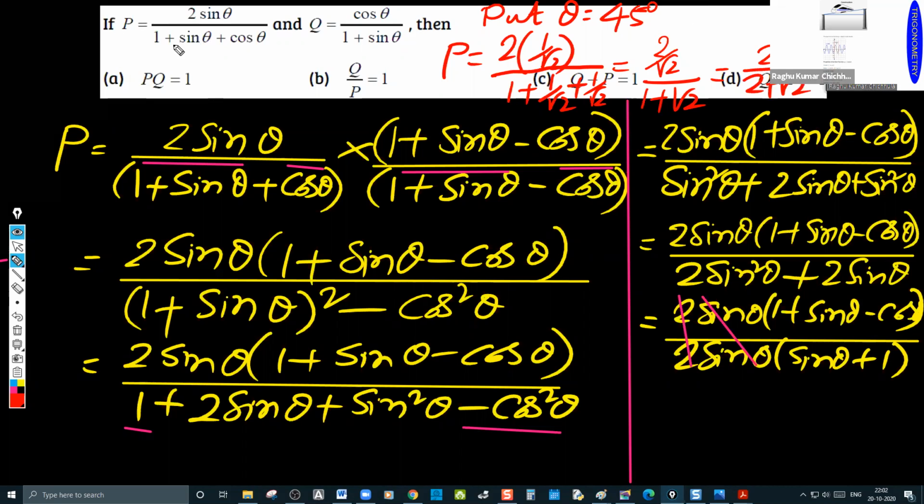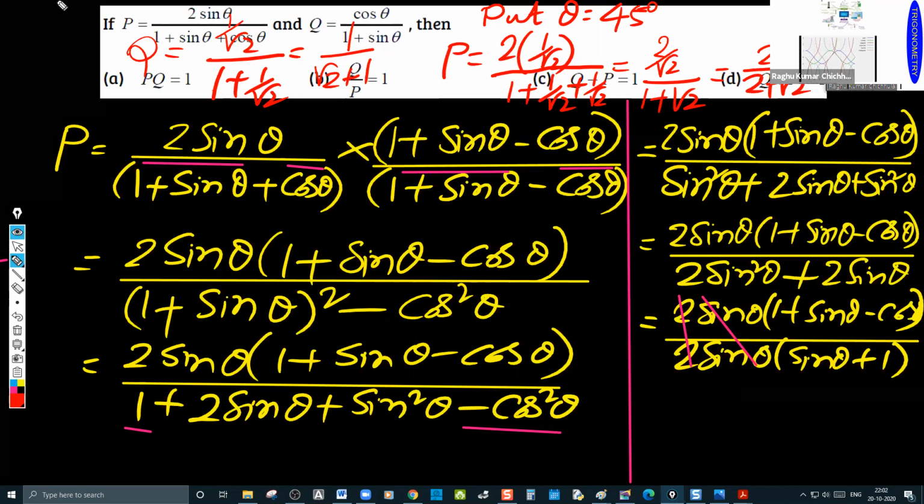Let us write Q now. Come on, tell me Q now. Q at 45 degrees: 1 by root 2, whole divided by 1 plus 1 by root 2. Root 2 after LCM gets cancelled, so it is 1 upon root 2 plus 1. So this is Q, this is P.